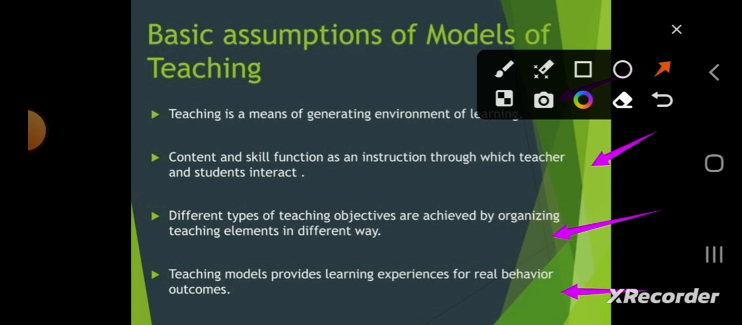Next, teaching models provides learning experiences for real behavior outcomes. Teaching models are designed to provide students with experiences that lead to genuine behavioral changes or outcome. This means that the methods and strategies used are aimed at not only imparting knowledge but also developing practical skills and attitudes that students can apply in real world context. These assumptions highlight that teaching models are not one size fits all, rather, they are adaptable framework that cater to various instructional needs and goals.